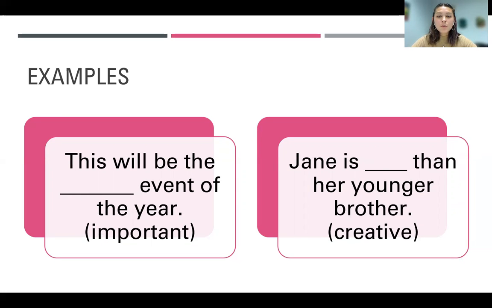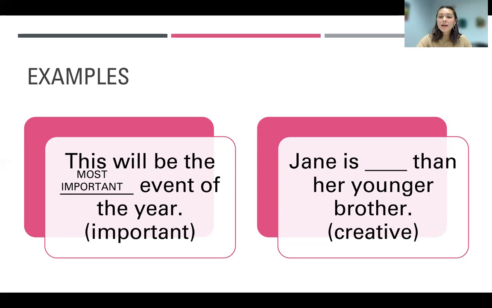Another one, this will be the blank event of the year. So of the year, that is going to be of all the events ever to happen. We're assuming that there's lots of events going on throughout the entire year. So this would be a superlative form. So we're going to either add EST or put most in front. And because important has multiple syllables, it becomes the most important event of the year.